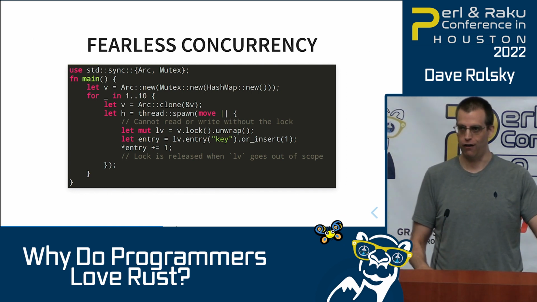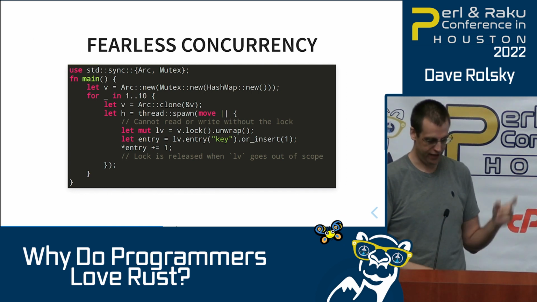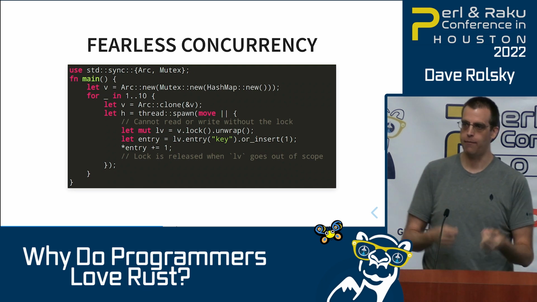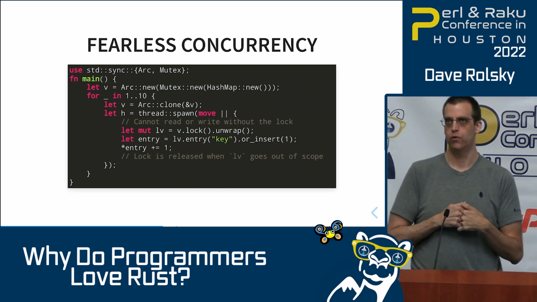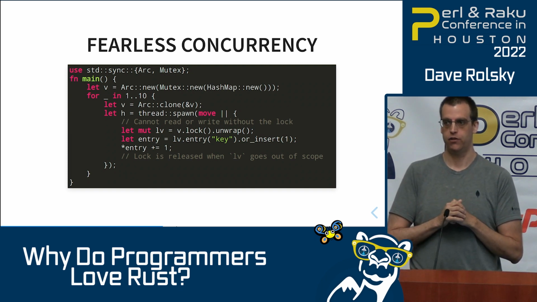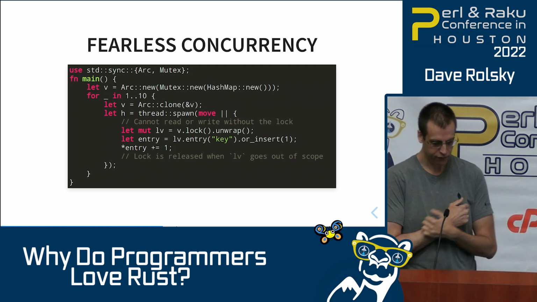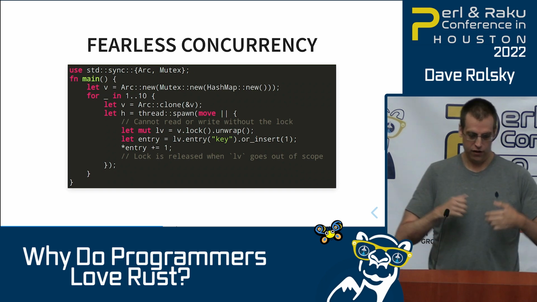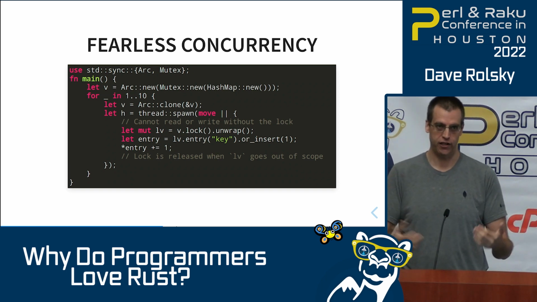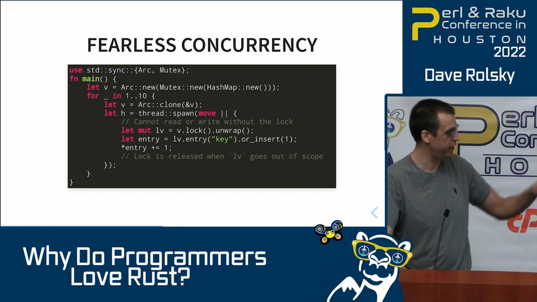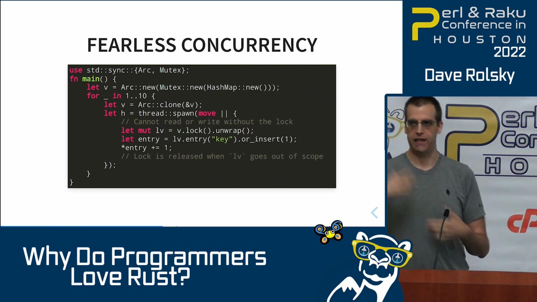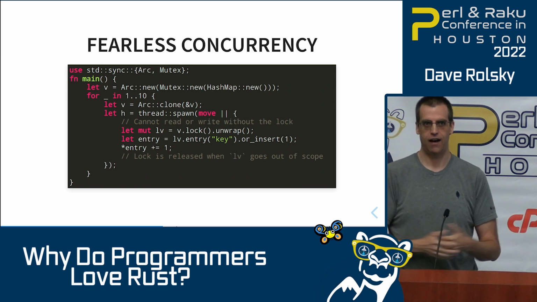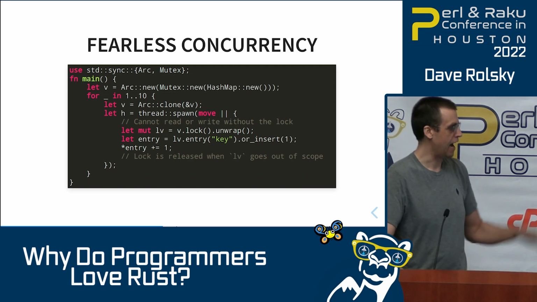I make an Arc of a Mutex, and then I can use that. So an Arc is an atomically reference counted wrapper. It basically is a way to share immutable data between threads safely. And then the Mutex allows us to write to shared data in a safe way. So what we do is we clone the Arc for each thread. The clone just makes a cheap copy. It increments the reference count at runtime.